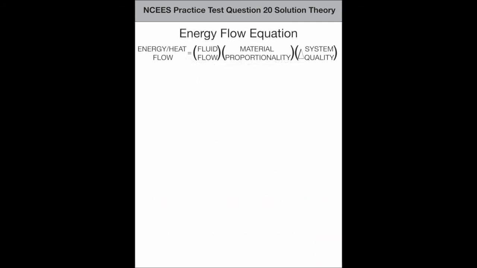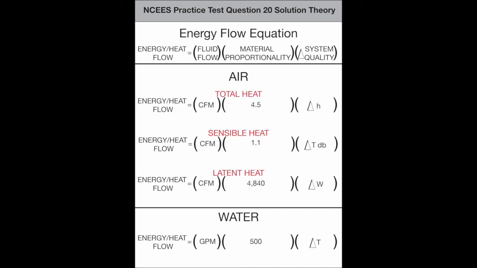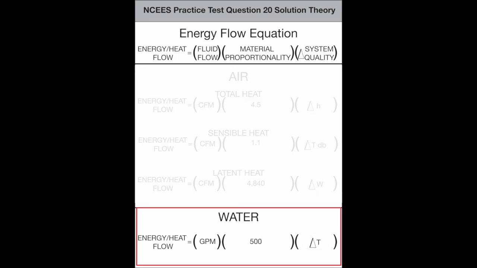In the PE, you will be asked about this over and over again and in all sorts of permutations. You must have 4 of these energy flow equations memorized. 3 for air, 1 for water. Total heat, sensible heat, latent heat, and water. The only things that change are the value of the material proportionality and the delta of the system quality. You will see these equations come up in many other videos, but you only need to focus on the water version of the energy flow equation now.